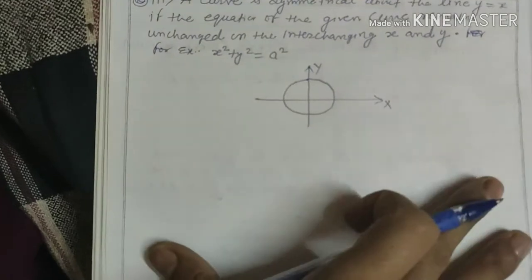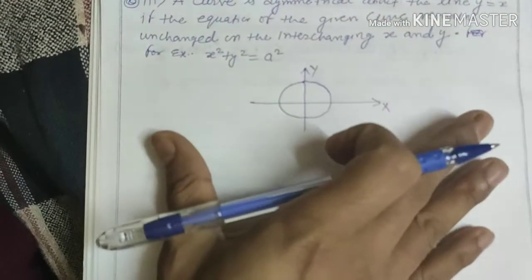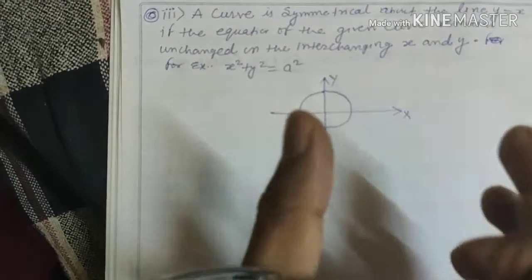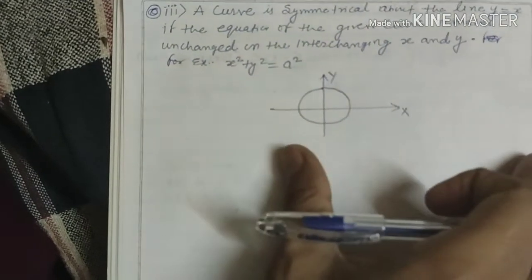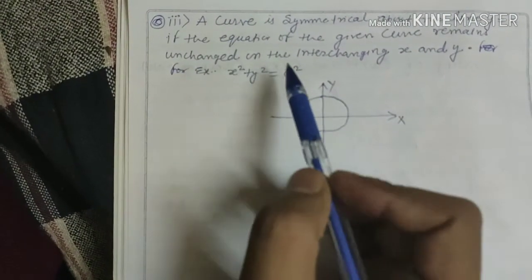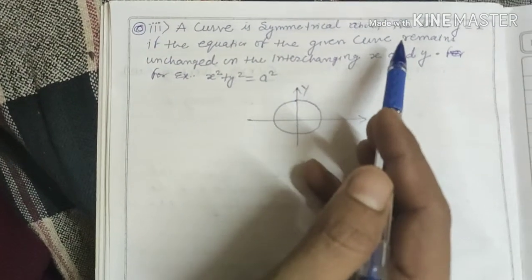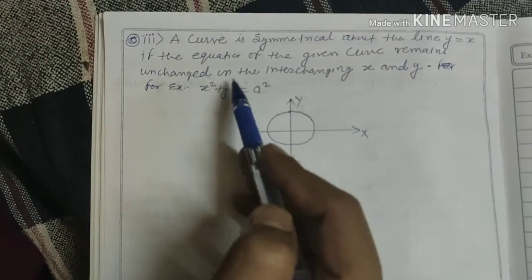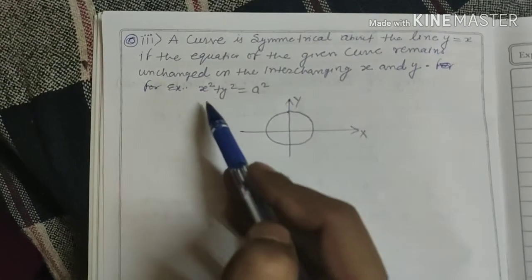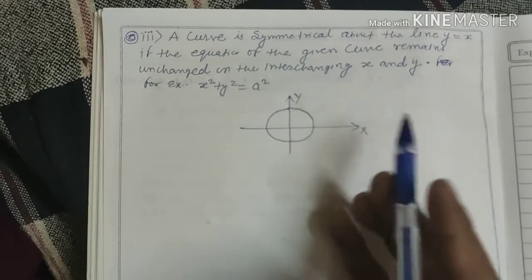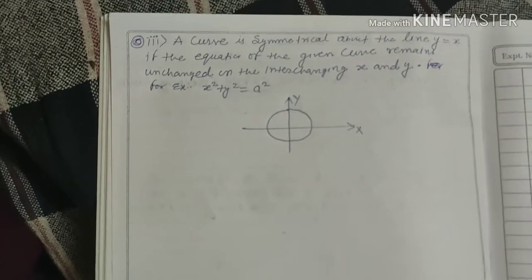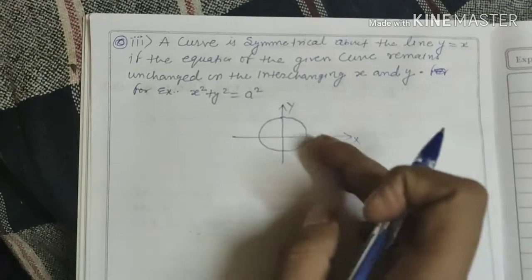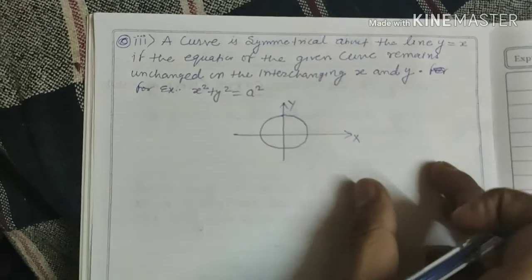This is the third point of the symmetry of a curve: how we determine that a curve is symmetrical. We have to see which point is applicable to the curve. This point says that a curve is symmetrical about the line y equals x if the equation of the given curve remains unchanged on interchanging x and y. For example, x square plus y square equals a square, which is the equation of a circle.